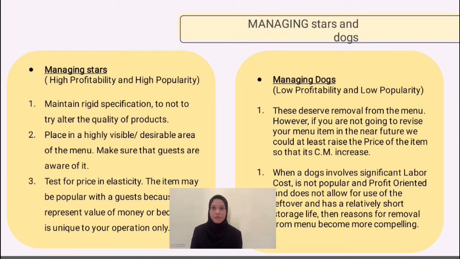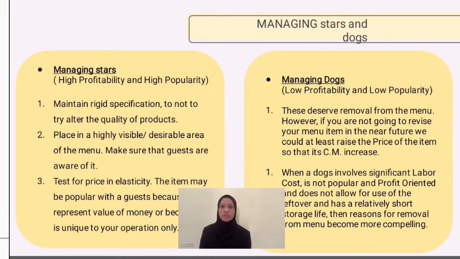Managing dogs. This means low profitability and low popularity. This deserves removal from the menu. However, if you are not going to revise your menu item in the near future, we could at least raise the price of the item.